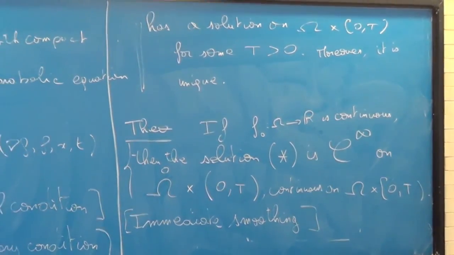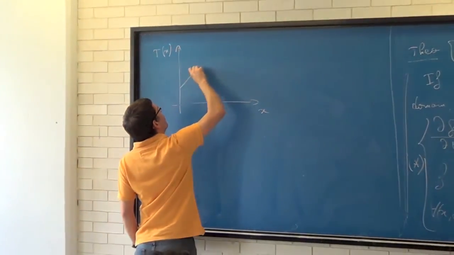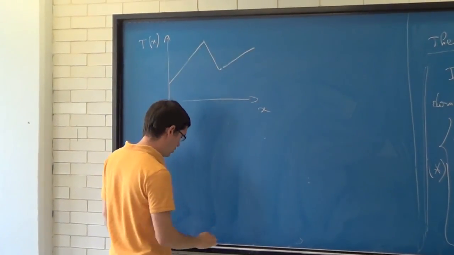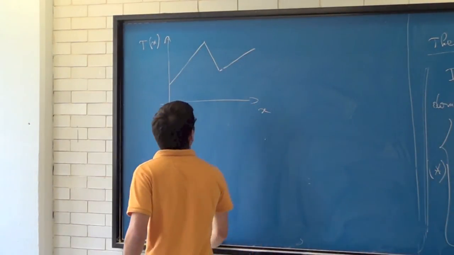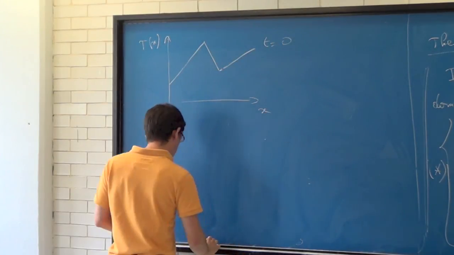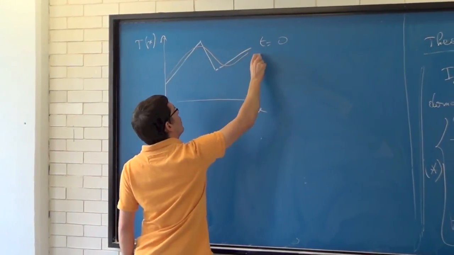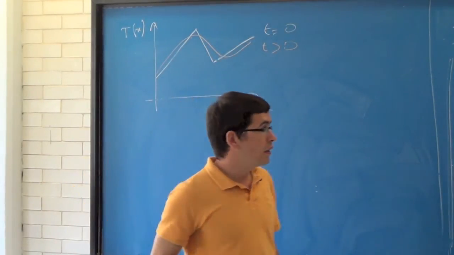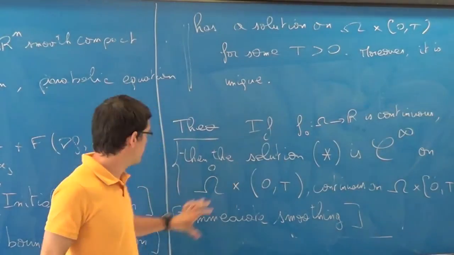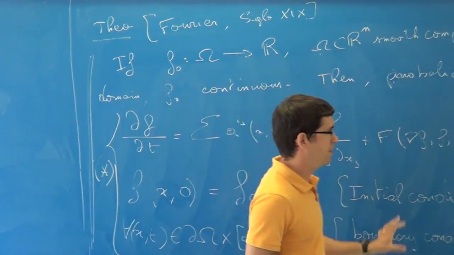For people coming from physics, this result was kind of intuitive. Because if you start with some continuous non-smooth function at t, then immediately we'll have something which will look like that. It means that even though at time zero it is not really smooth, you can compute any derivative at positive time.